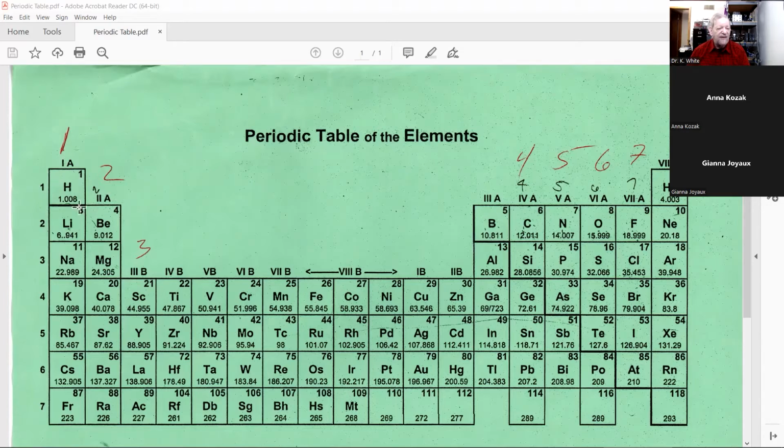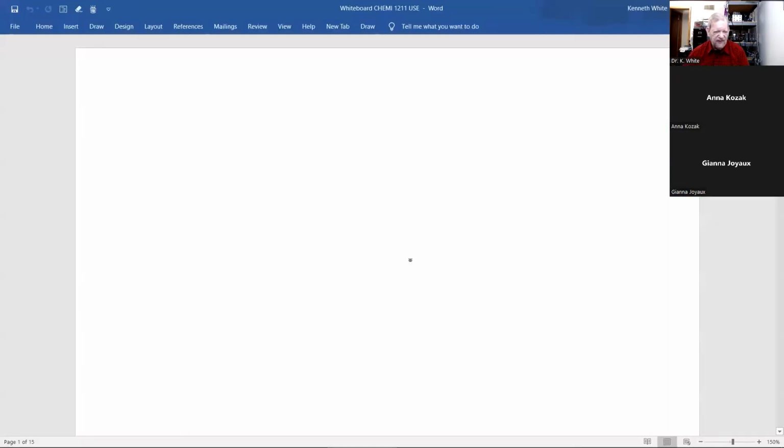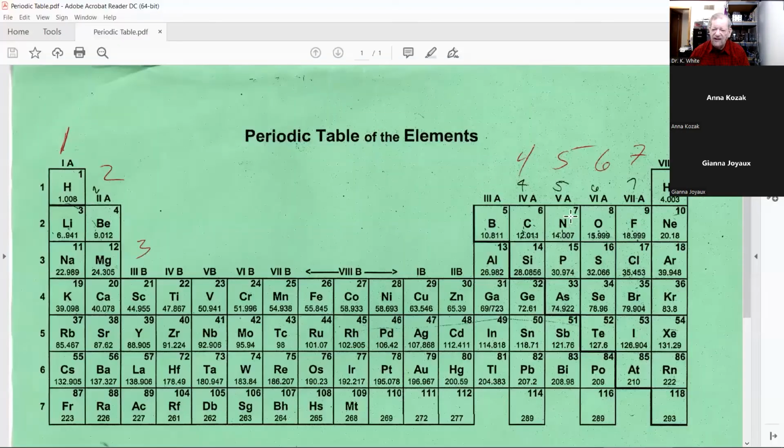Hydrogen has 1, lithium 3, oxygen 8. And let's look at one of my favorites, nitrogen. If I were to ask you to draw the electron configuration of nitrogen, the first thing you'd have to do is find out how many electrons nitrogen has. If you look at the periodic table, its atomic number is 7.